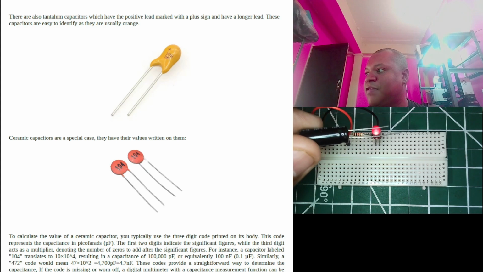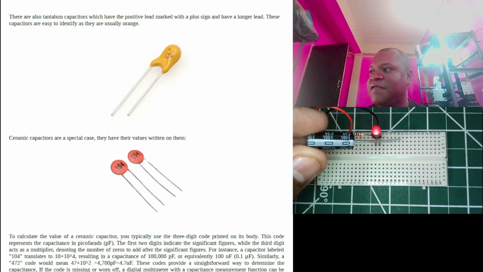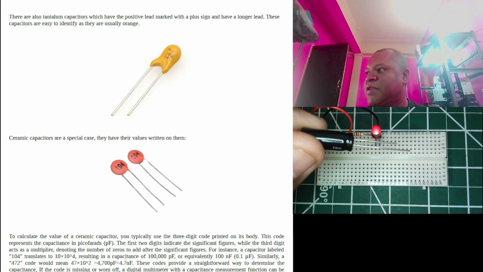For the polarized part, you see the negative leg actually has the negative symbol on it, and the positive side has nothing on it, right? So look for this black and white stripe with the negative symbol, and also the legs. You'll notice that the negative leg is always shorter than the positive one. The positive one is really long, right?